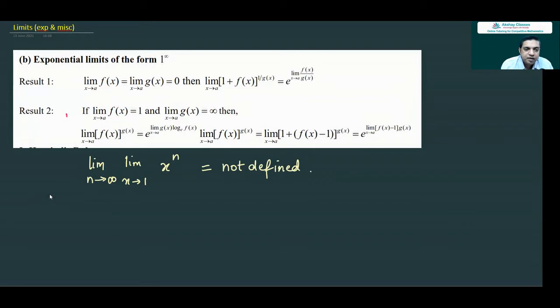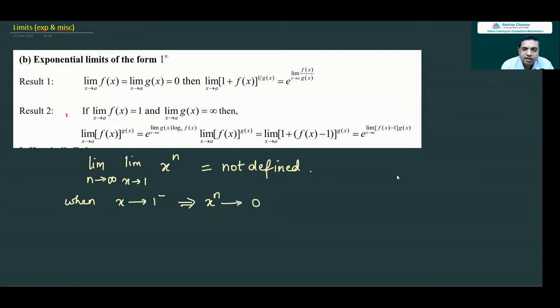Why? Because when x is approaching 1 minus, that means x is slightly less than 1, which means it is like 0.999 something. Any number which is slightly less than 1 and you raise to the power infinity, what happens? It will tend to 0.